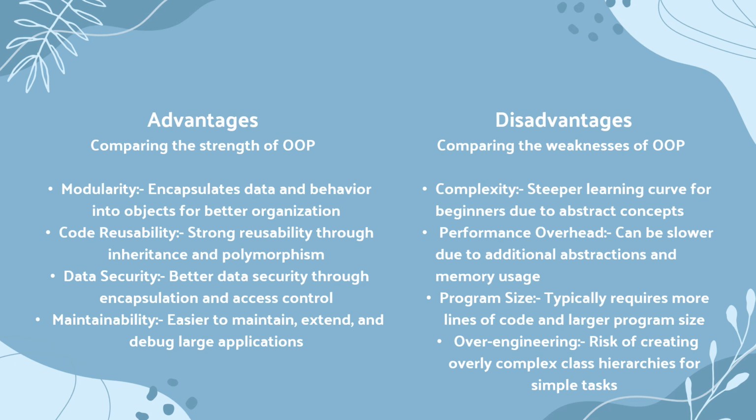Disadvantages. Comparing the weaknesses of OOP. Complexity: steeper learning curve for beginners due to abstract concepts. Performance overhead: can be slower due to additional abstractions and memory usage. Program size: typically requires more lines of code and larger program size. Overengineering: risk of creating overly complex class hierarchies for simple tasks.